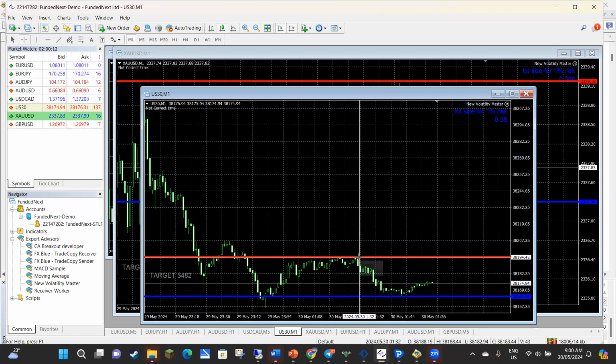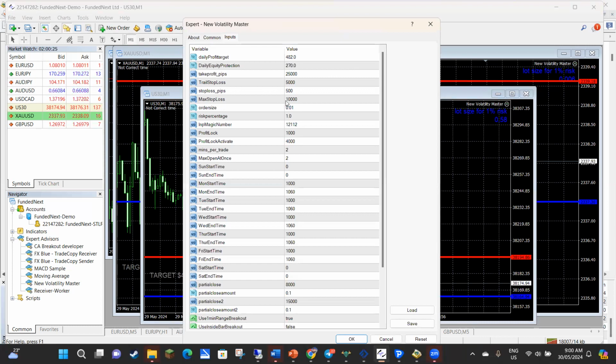Yeah, so that's the top of the range. It would place the stop loss 500 points, which is just there. That's where the stop loss would go. Maximum stop loss.